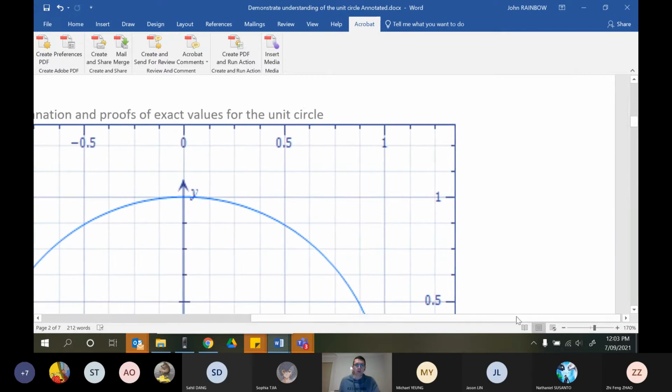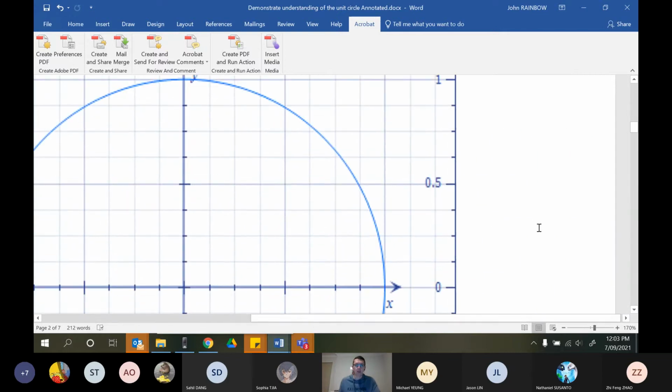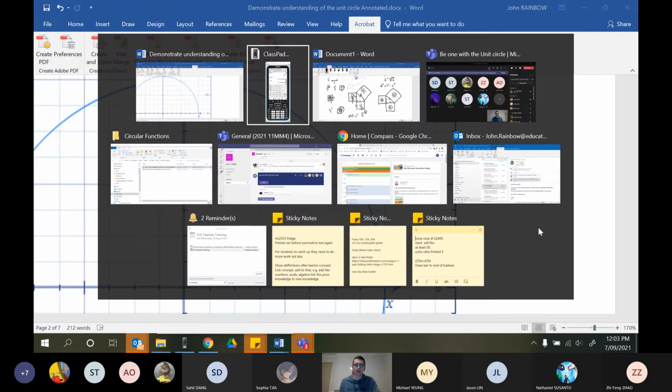So when we're trying to find proofs and exact values in here, that's what we're going to move to next. But before we do that, are there any questions?